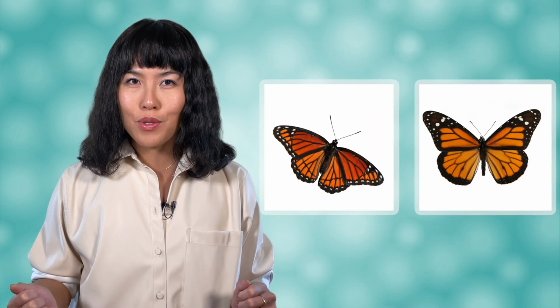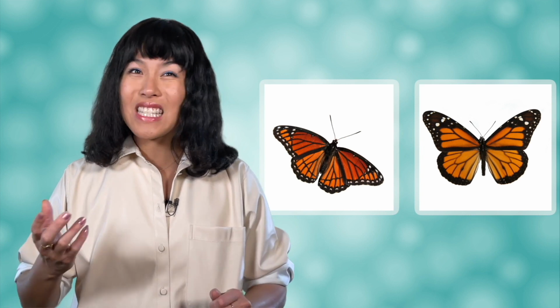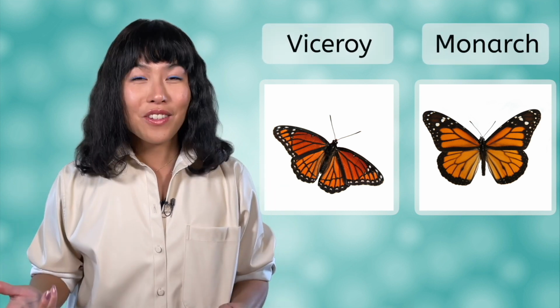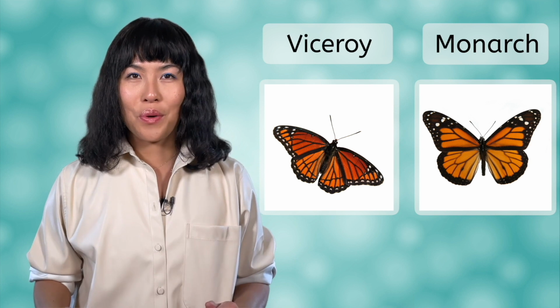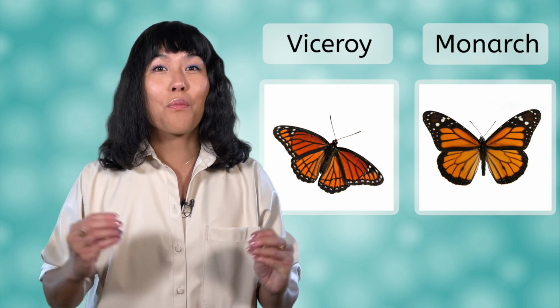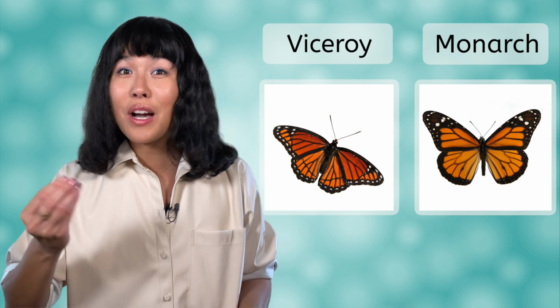Could you tell the difference between these two butterflies? Enough to know for sure which was safe to eat? Probably not. Neither can most of their predators. So the adaptation for viceroy butterflies is not that they are poisonous, but that they look like a butterfly that is. This type of adaptation is called mimicry, and there are many other examples of it in the animal kingdom.